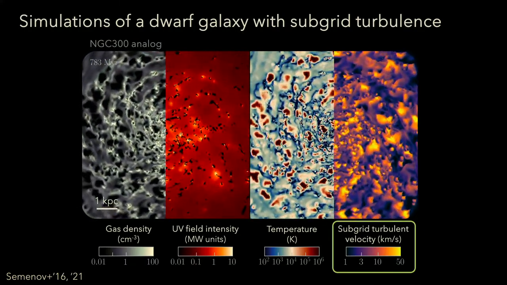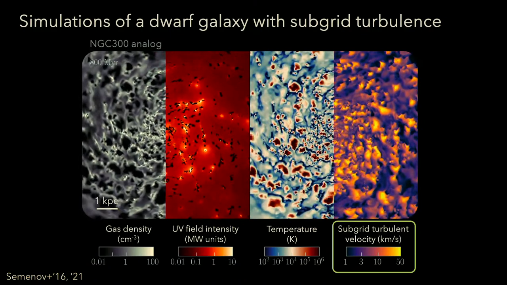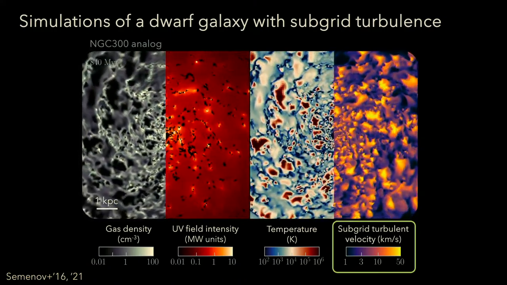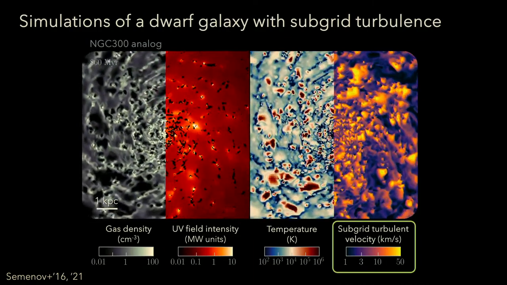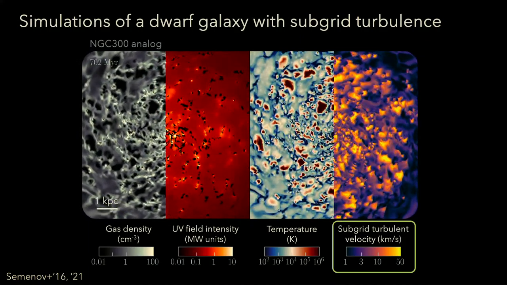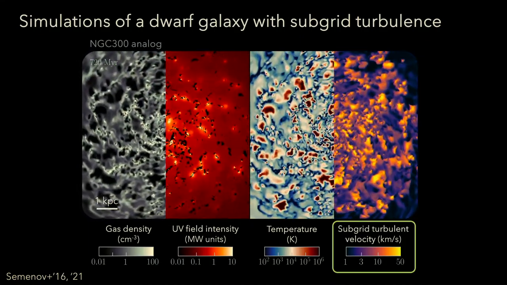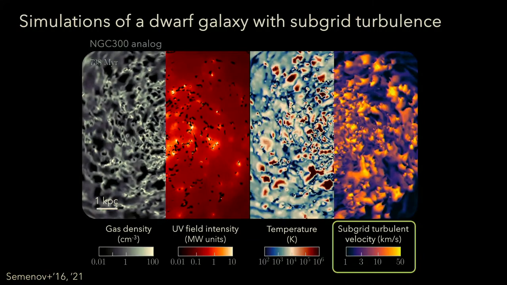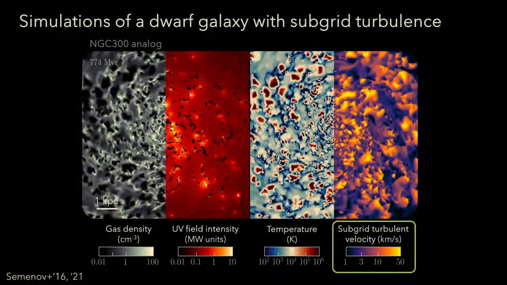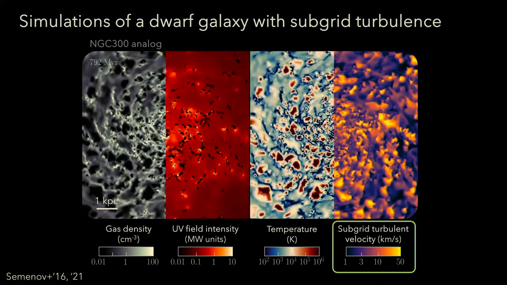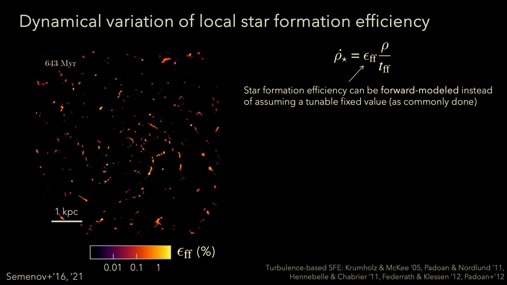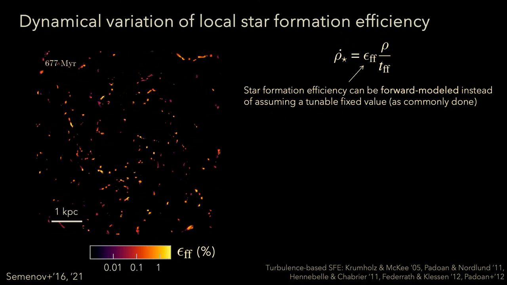And I must stress, this is not something which is usually done in galaxy formation simulations. Usually they do not include any explicit model for unresolved turbulence. But it allows us to predict what the turbulent energy is in each cell, right? Just like we predict what the density, temperature, or in some cases radiation field is in each cell, we can also tell what the turbulent state of gas in each cell is on unresolved scales. Based on this, we can do things like modeling the star formation efficiency of the turbulent medium.